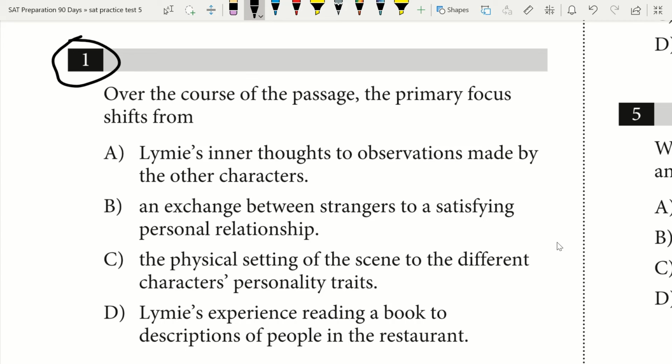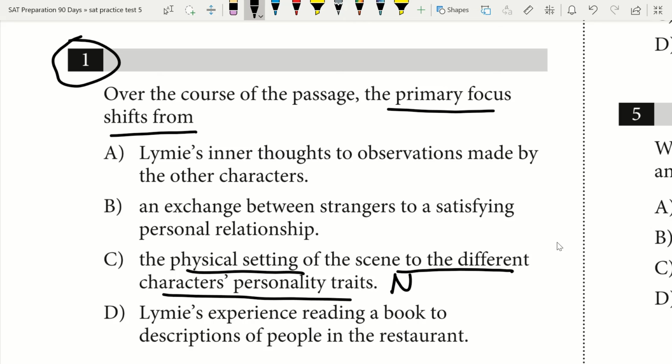The thing I want to discuss when talking about the primary focus shifting within a passage is you want to make sure that you're maintaining the big picture. A lot of times you'll get caught up in something that's too narrow. For example, answer choice C in this case is too narrow. It talks about the physical setting of the scene shifting to the different characters' personality traits, but the physical setting of the scene is never the primary focus.